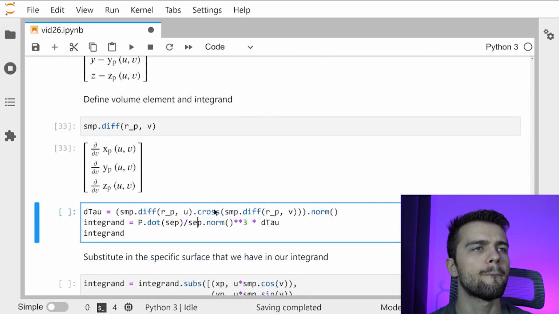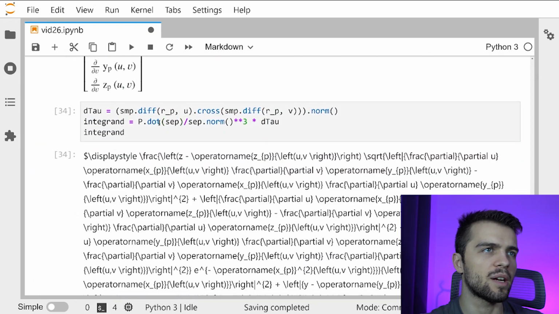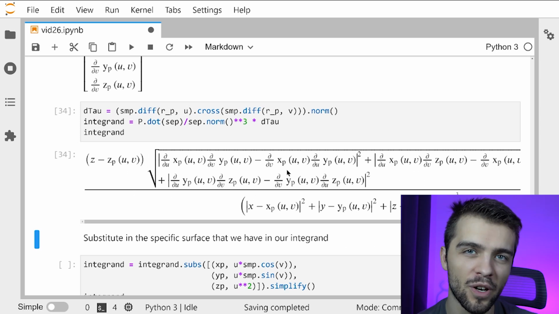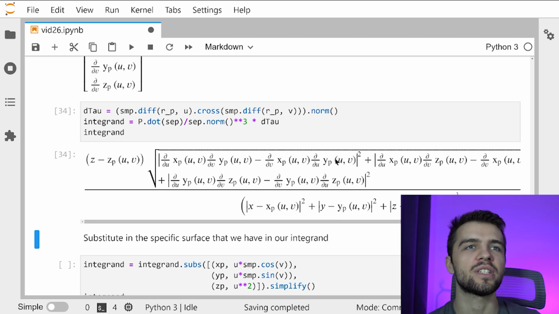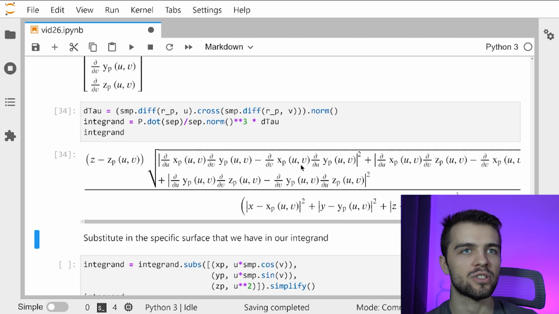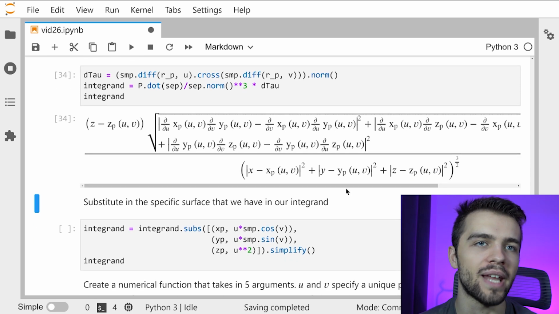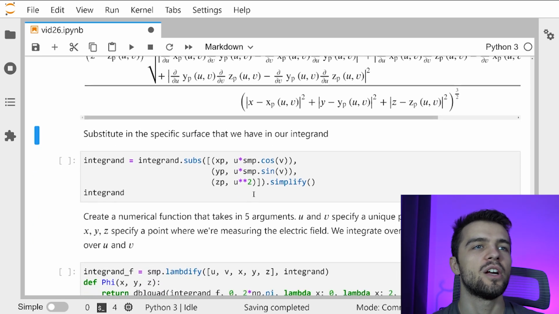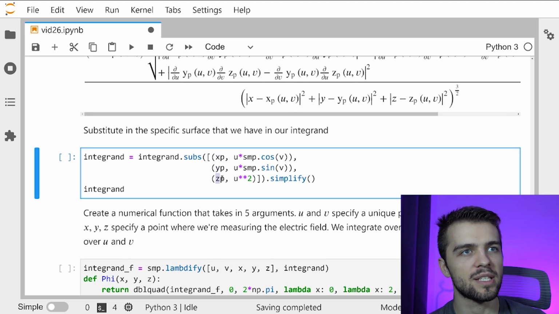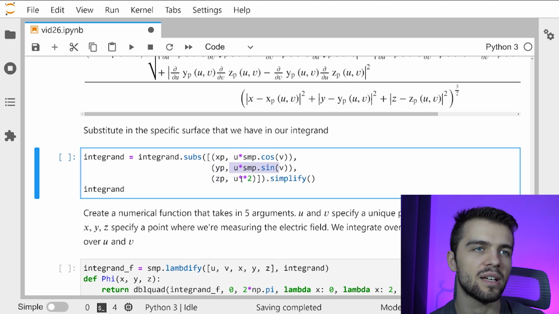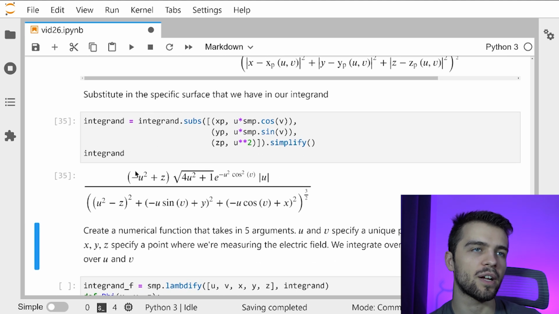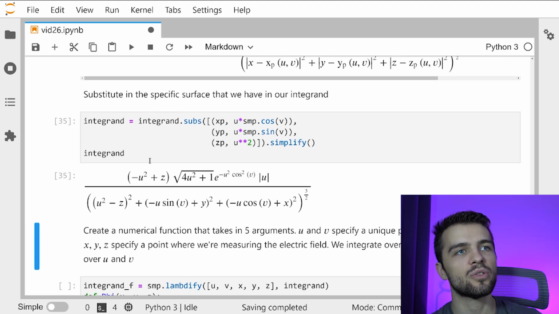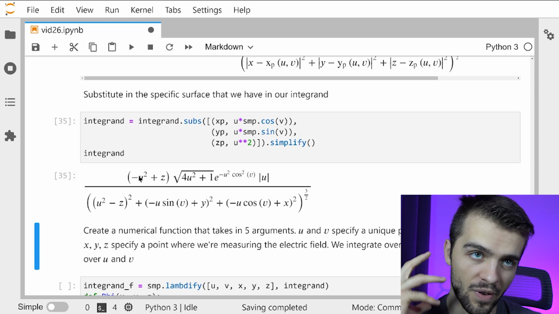And so my integrand, when I run this, looks like this. A very complicated function. Note again that I haven't explicitly put in the form of my surface yet. Everything is still abstract in functions of u and v. And so now I can put in the specific surface. I substitute in x prime, y prime, and z prime as u cos v, u sine v, and u squared, and then I simplify it. Now I look at my integrand as a function of u and v, and it looks like this. It's simplified quite nicely, actually. And I need to integrate this over all u and v, which was specified above.